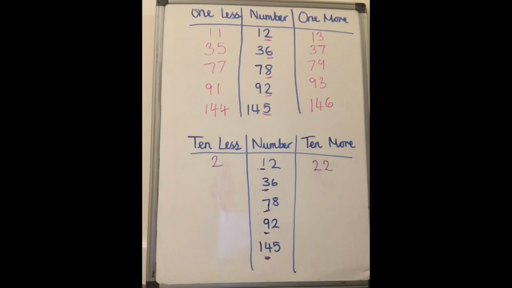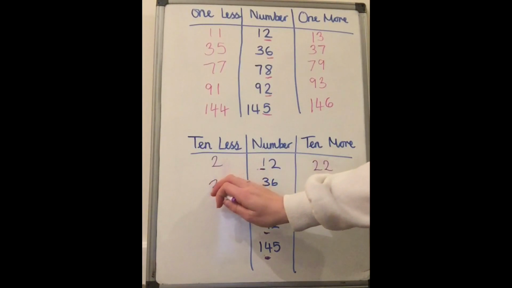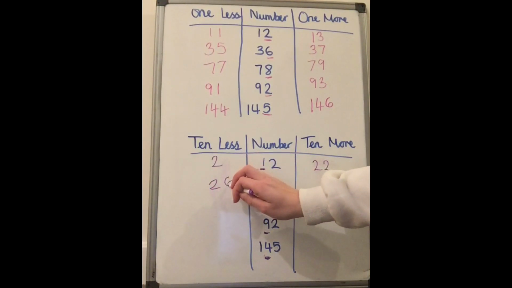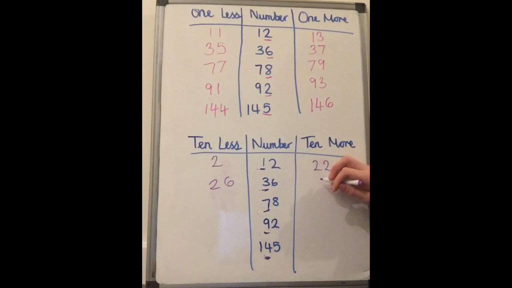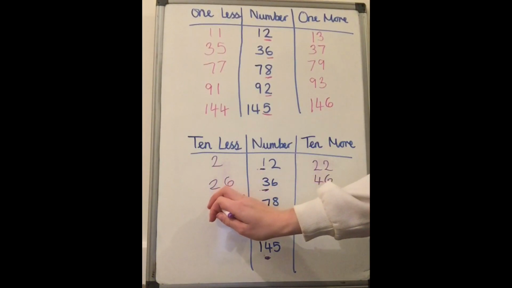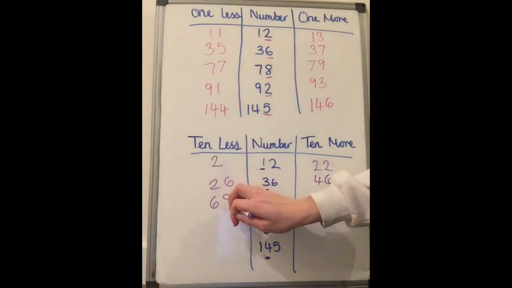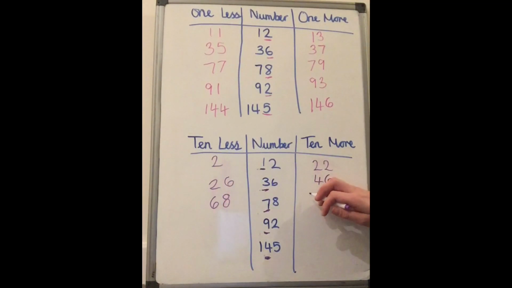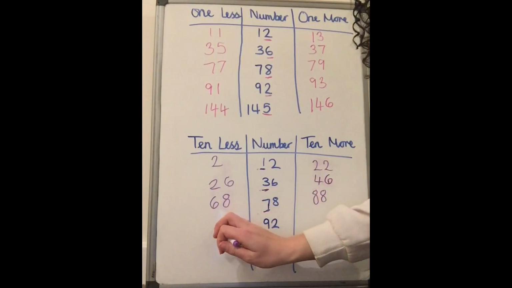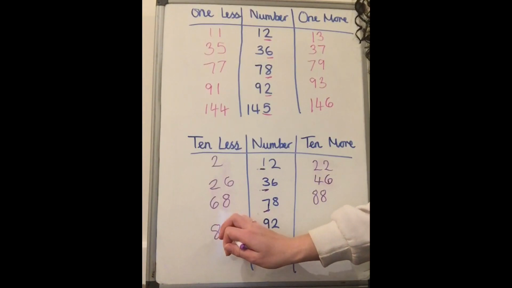For the next one, I've got 36, 3 10s take away 1 10 is 2 10s, and I've got my 6 1s, so it's 26. 3 10s add 1 10 is 4 10s, and I've got my 1s that stay the same, which is the 6, so it's 46. Now I've got 78, I've got 7 10s, take away 1 10 is 6 10s, my 1s stay the same, so it's 68. And on this side, 7 10s add 1 10 is 8 10s, my 1s stay the same, so it's 88.